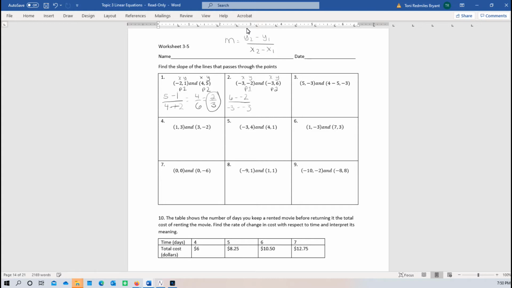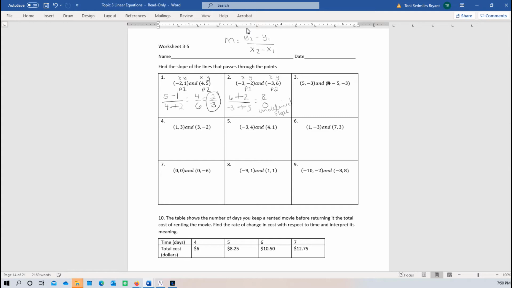Okay, so in this one, I'm going to get two double negatives that I have to turn into positives. That happens a lot with the slope formula, and it's going to be 8 over 0. Well, anything with a 0 on the bottom is undefined. Undefined slope.